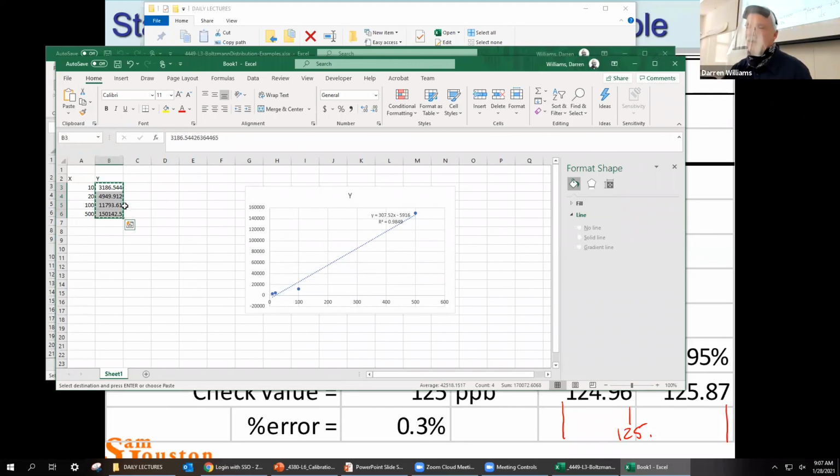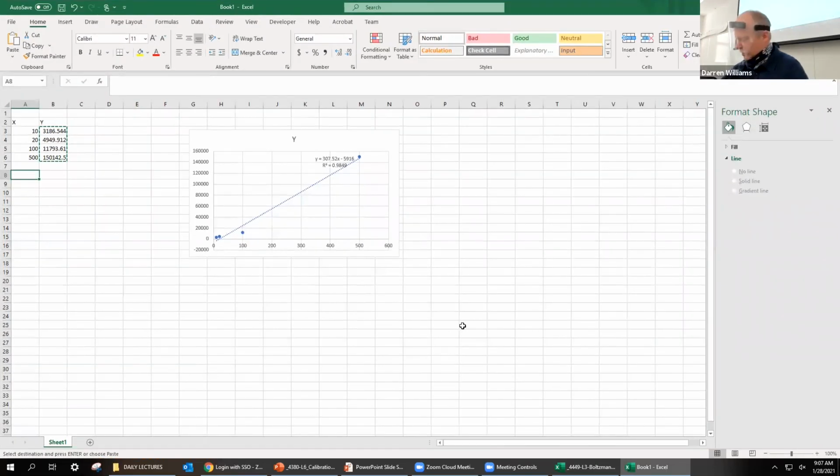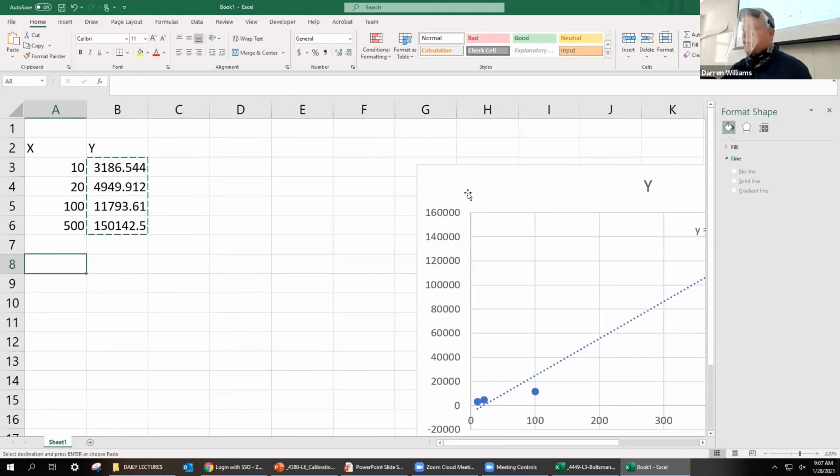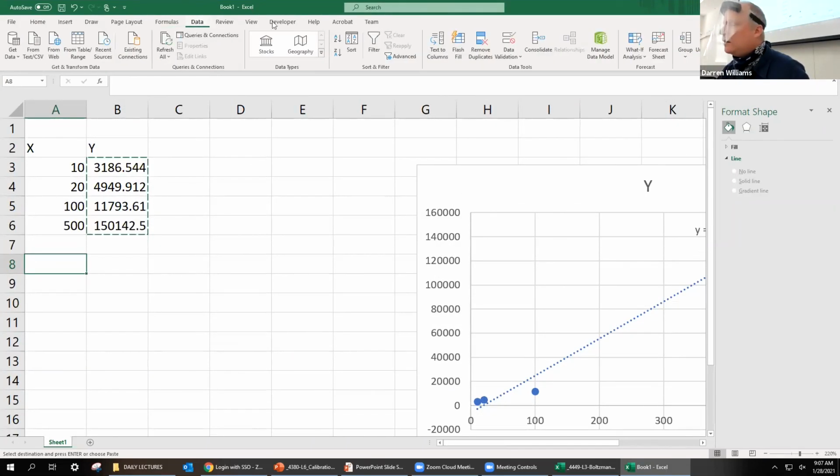So let's go ahead now and do our regression on this. Again, the question in chat was, what does it mean to get rid of the B value? So data analysis tool. This is great for the video. This is going on YouTube.